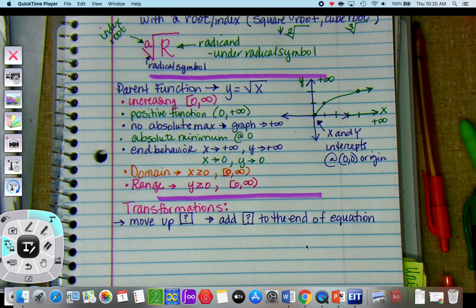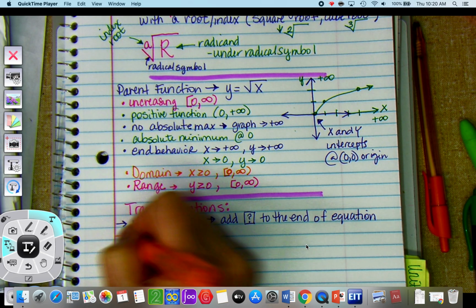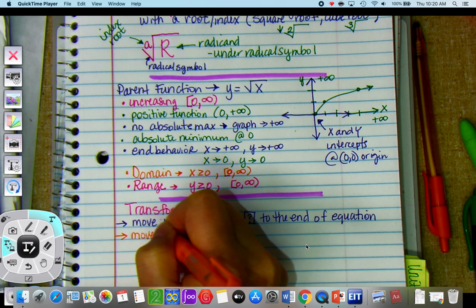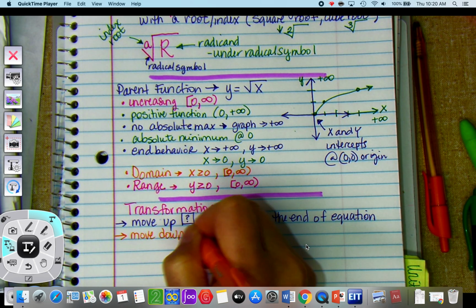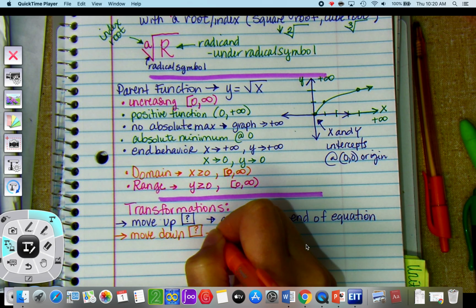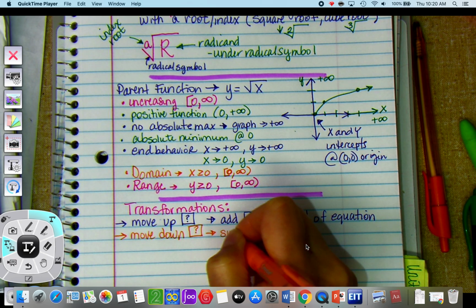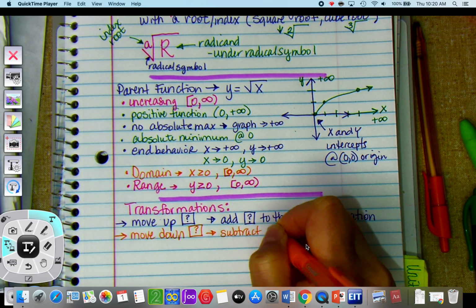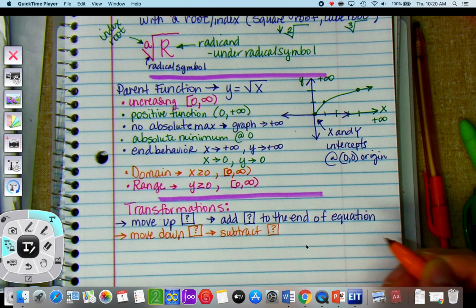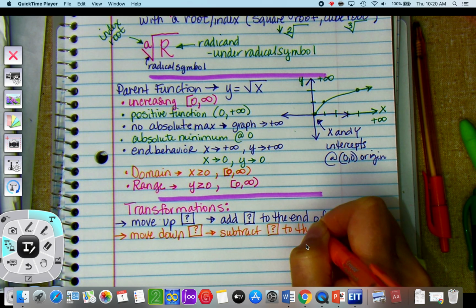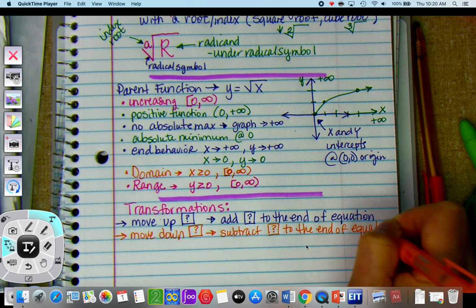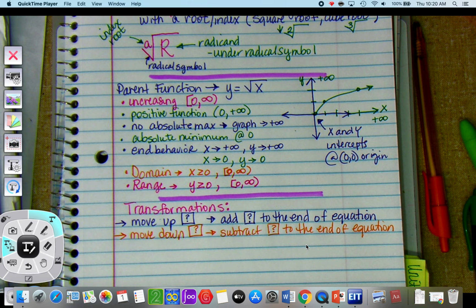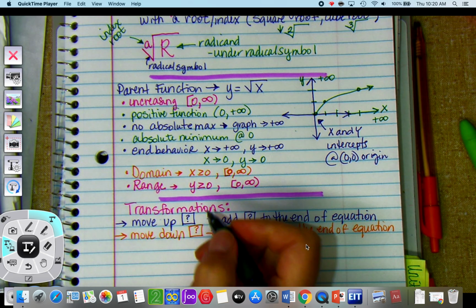Of whatever the equation is, you just add that number and it'll move it up that many places. And then the same thing with going down. If you want to move down, whatever you want to do, just subtract. Subtract that amount, whatever it is, to the end of your equation for your function, and you will literally slide on down.